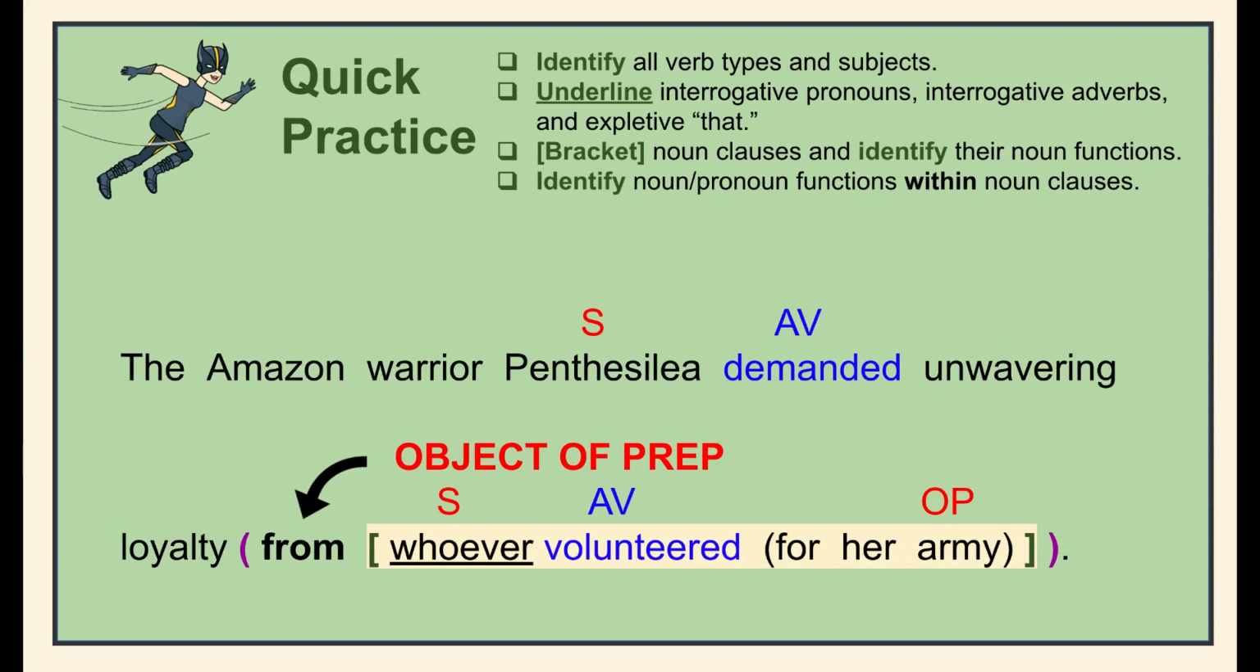In this sentence, the first verb is the action verb demanded, and its subject is Penthesilea. The second verb is the action verb volunteered, and its subject is the pronoun whoever, which is also the interrogative pronoun that begins the dependent clause. I identify the preposition from, so I know that the dependent clause is acting as the object of the preposition. Within my dependent clause, the noun army is acting as an object of the preposition for.